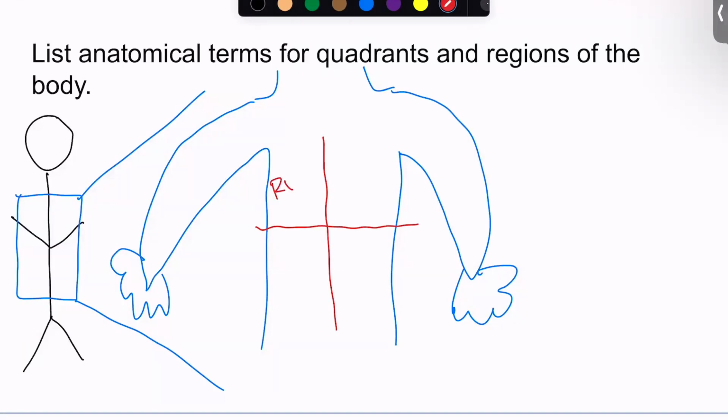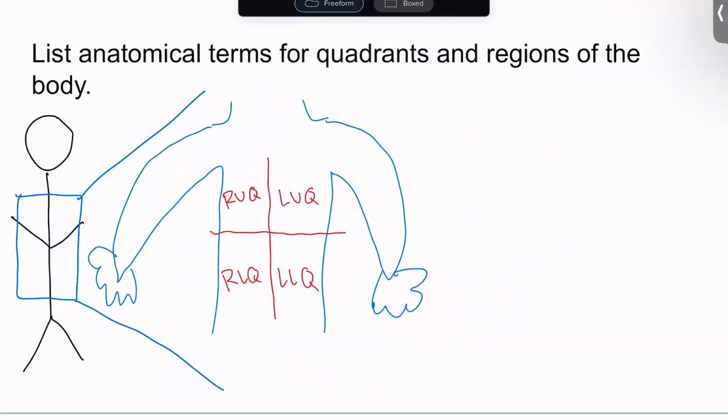So this one is the right upper quadrant. This is the left upper quadrant. This is the right lower quadrant. And this is the left lower quadrant. And then if we are splitting it up, actually, wait. Okay, yeah. So they do want you to know regions. So let me make this a little bit smaller. I accidentally drew this a little bit too big.